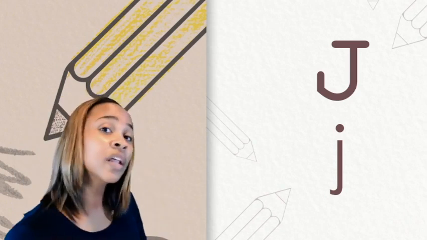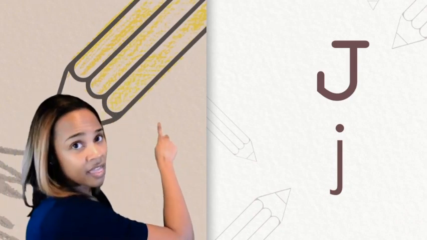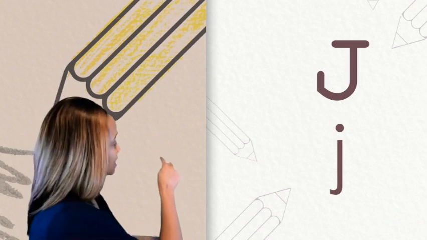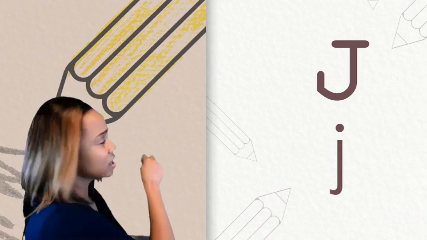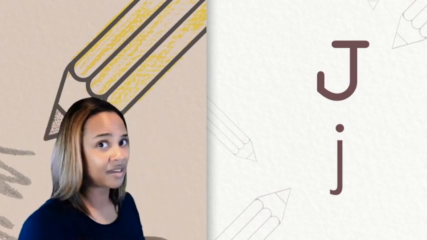Now let's try lowercase j. Watch first. Starting at the belly line, I'm going to make a line coming down past the foot line to the tail line and then coming back up just a little bit with a little hook, and then I'm going to put a dot right on top of my line.